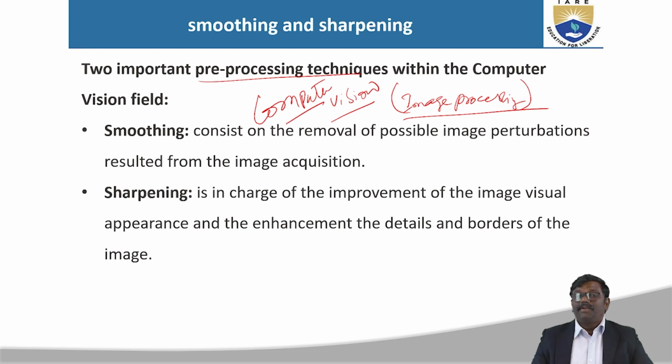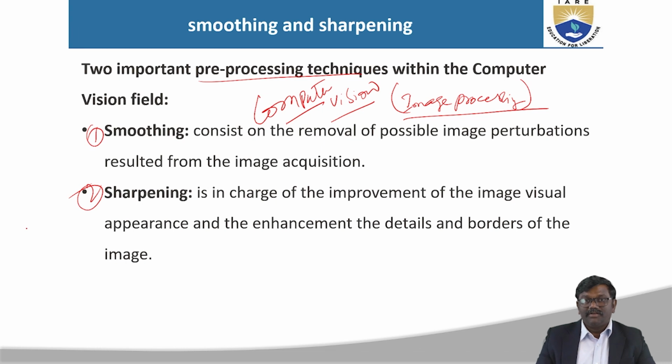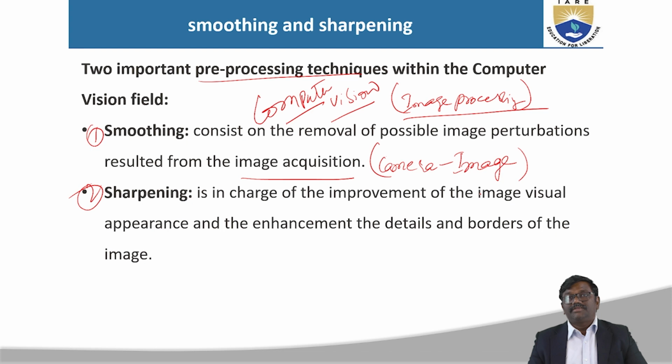There are two pre-processing techniques. One is smoothing and the second one is sharpening, which we discussed in an earlier slide also. So what does it mean to understand smoothing? It consists of the removal of possible image perturbations resulting from the image acquisition. Image acquisition is nothing but the image captured by your camera, which we call image acquisition. That is where we apply the smoothing.